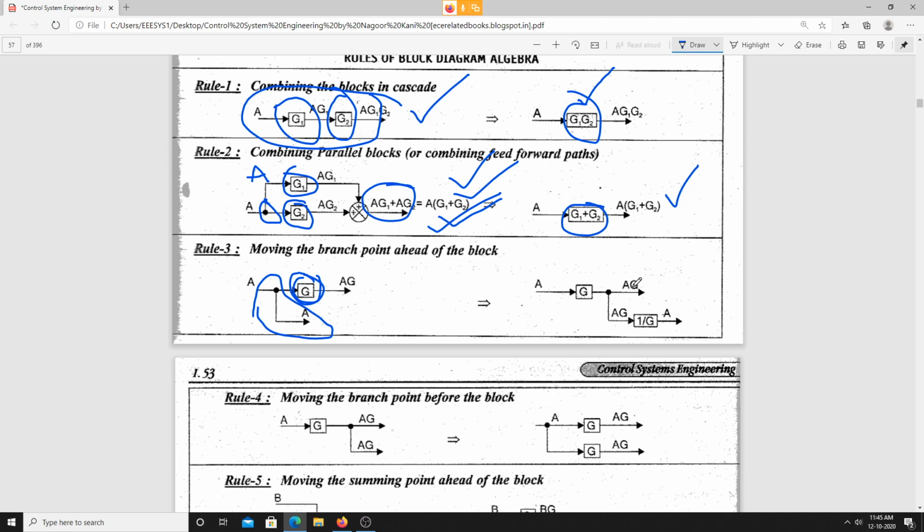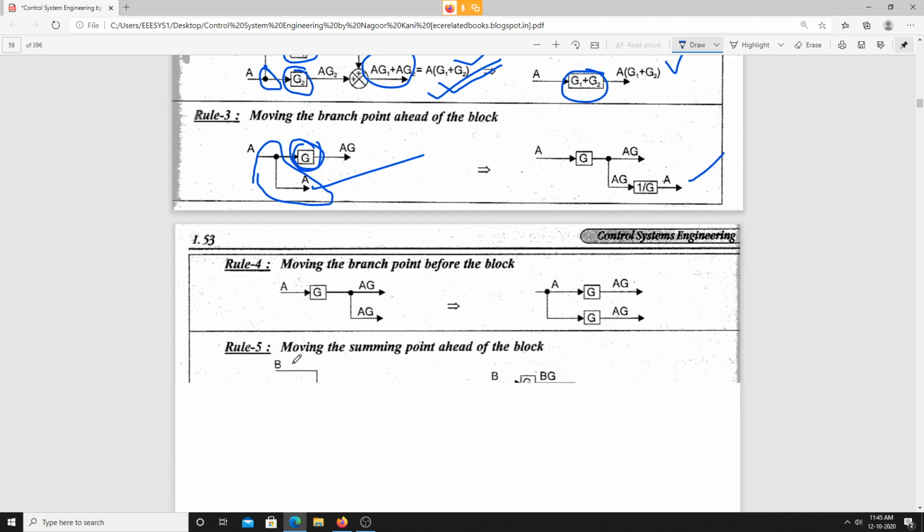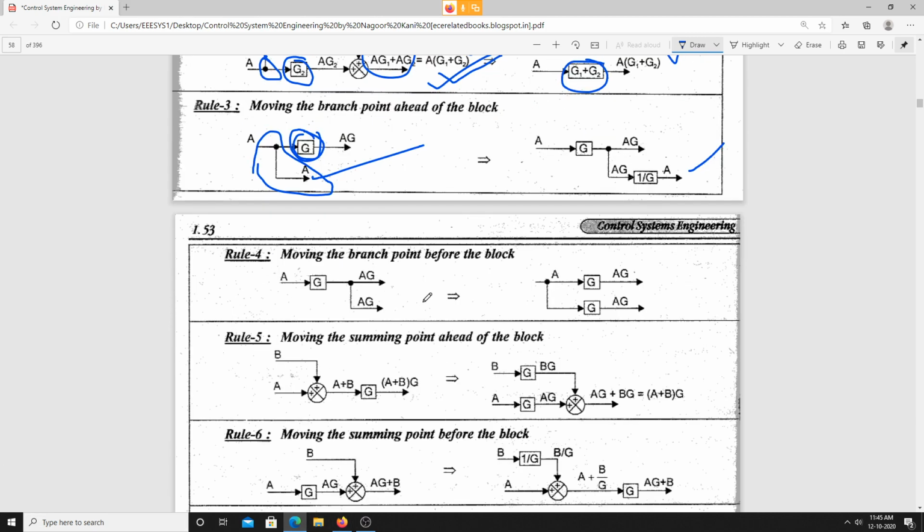Now if I move it here, it has the effect of this particular gain G. So what I am doing is taking another functional block whose constant is 1 by G. Finally the output is A, which is similar to what we have here. Is it clear?